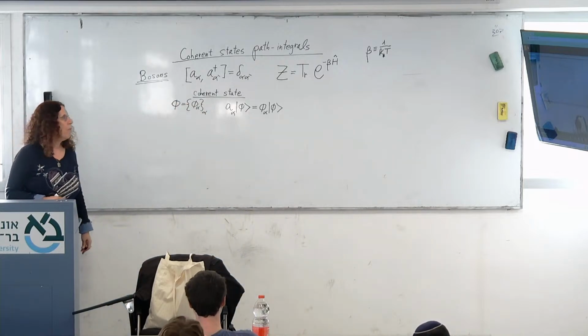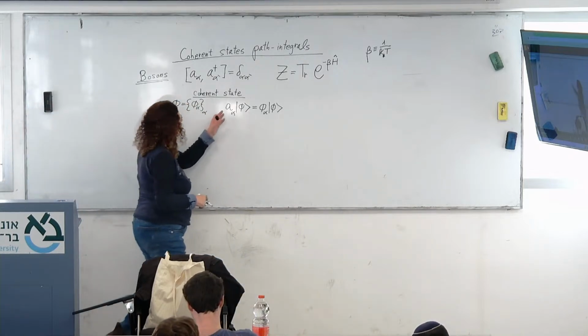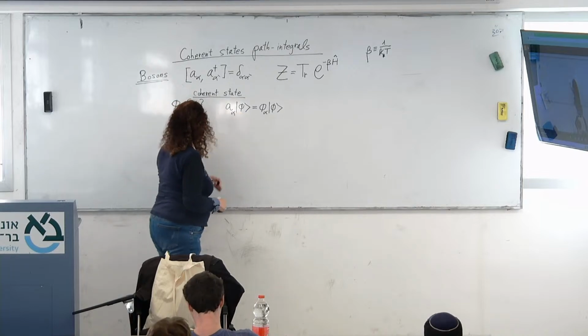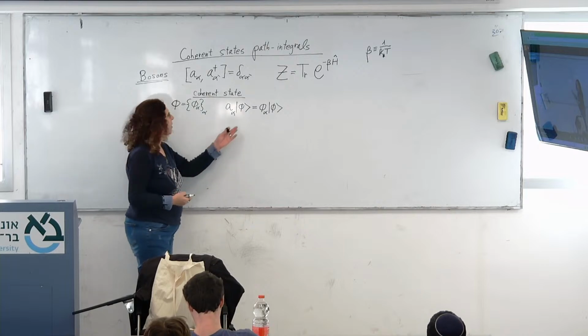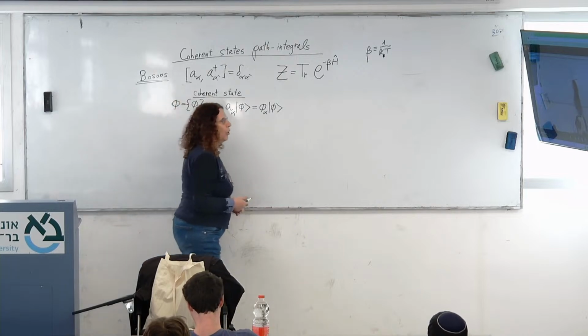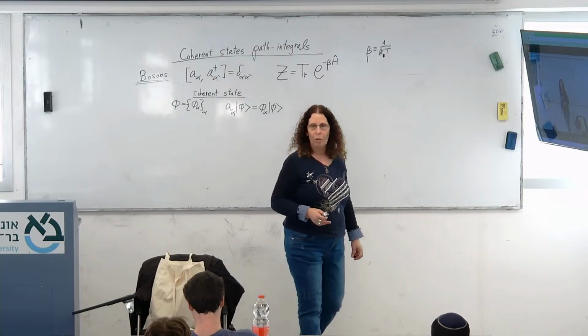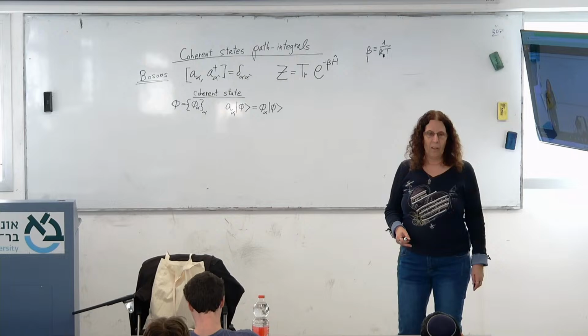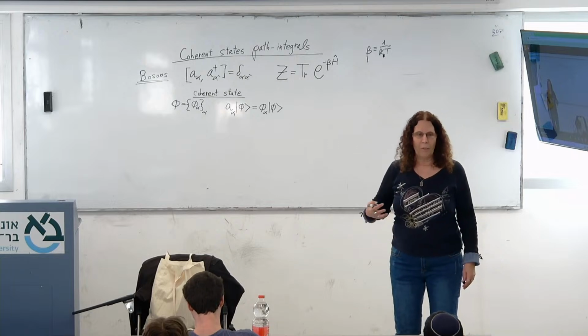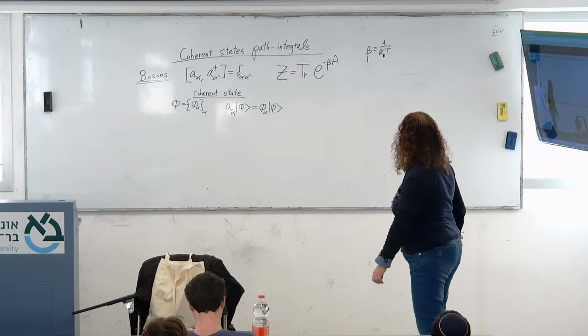And we would like to be able to write it in terms of Fock states. We realize that it's a state that is not a Fock state by its own, because a Fock state cannot be an eigenstate of an annihilation operator. By definition, it reduces the number of particles.